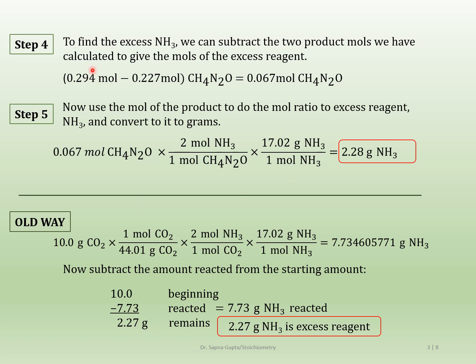Now, it depends on how you want to solve your problem. You can do it this way, or you can do it this way, okay? It doesn't matter to me, and you can see that the answer is still going to be the same, okay? You have the same amount of ammonia as your excess reagent. In this case, I'm just continuing on with subtracting the moles and then converting those moles back to ammonia.